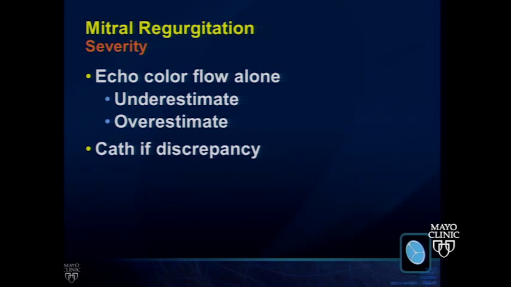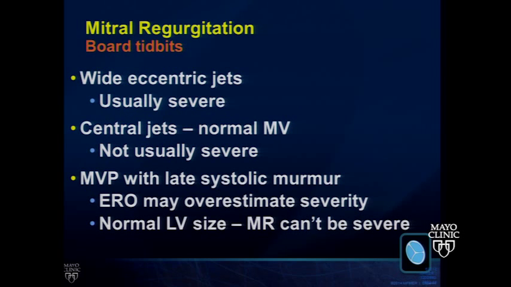And if there's any discrepancy at all in the severity of regurgitation, when you're correlating it with your clinical examination, go ahead to cardiac catheterization and get a good left ventriculogram. Left ventriculograms themselves, you know, have problems, but they will help you if you're on the fence, if your clinical examination doesn't necessarily match your severity of regurgitation by echocardiography.